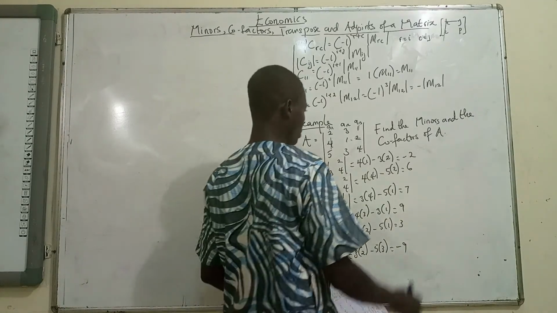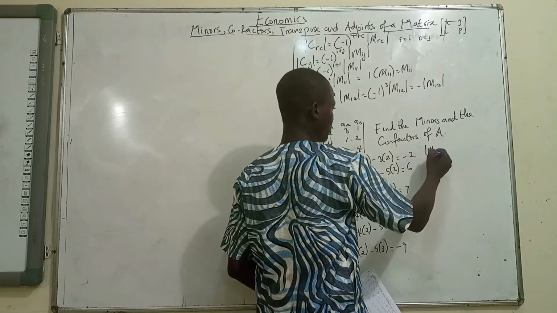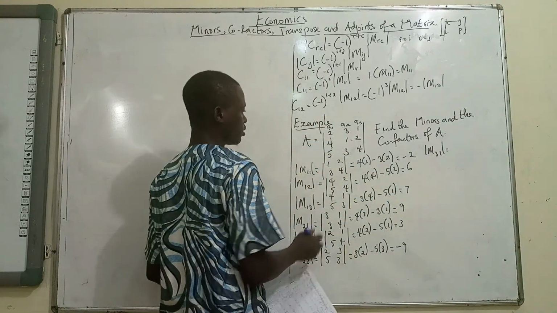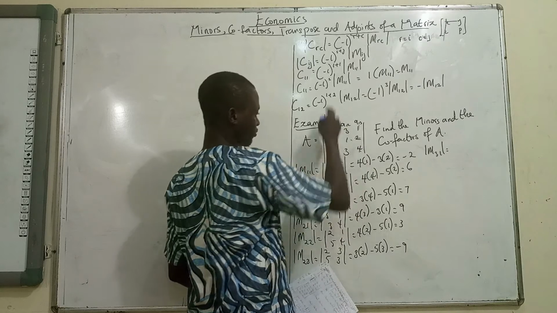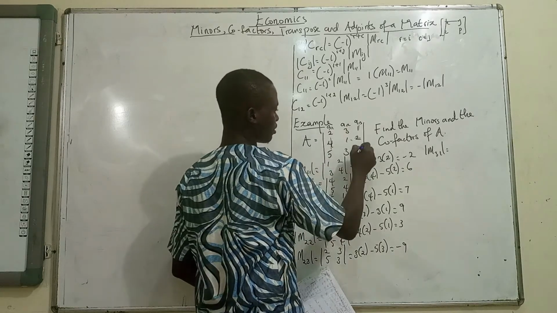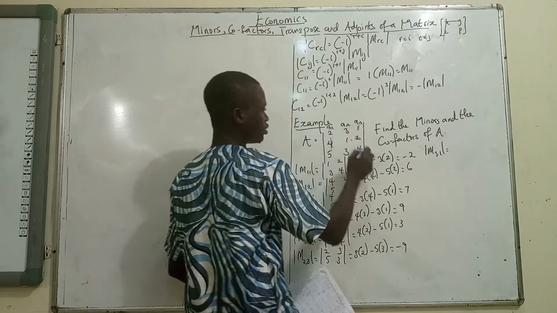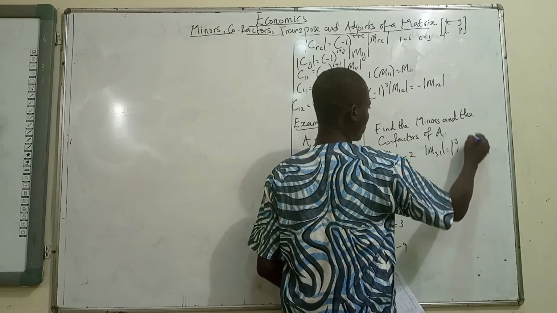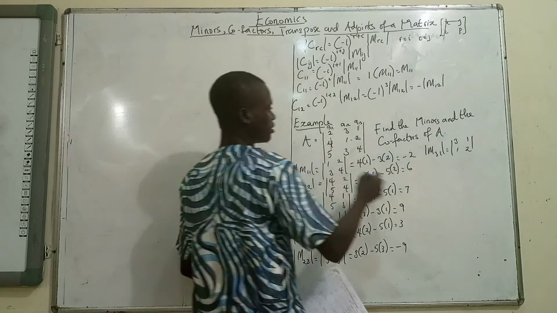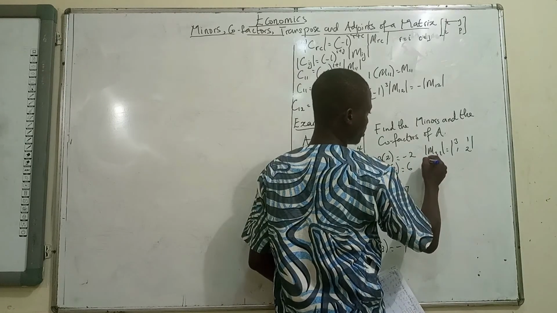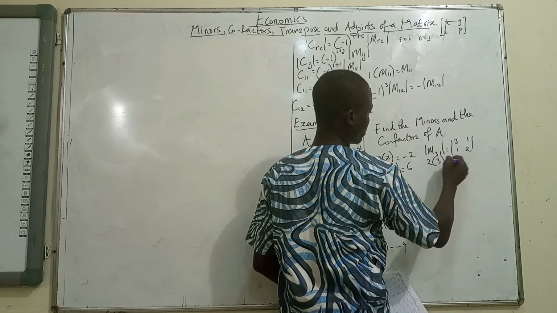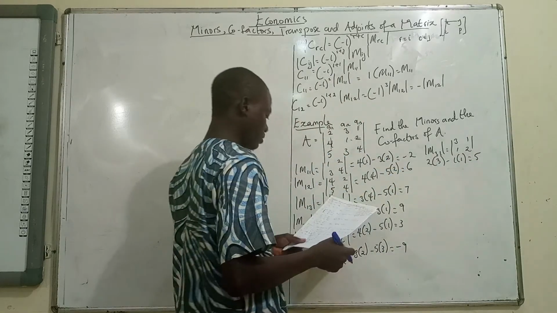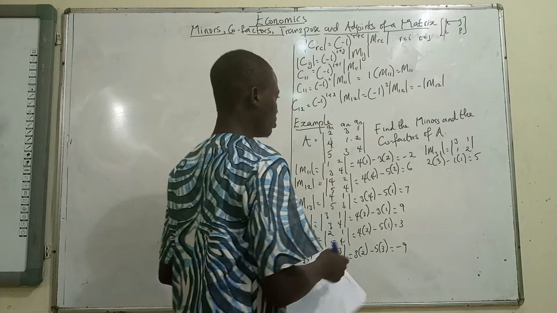Then we move to M31, which is the third row and the first column. We take this and we take this out, so we are left with 3, 1, 1, 2. So this is going to be 2 into bracket 3 minus 1 into bracket 1, and that is 5.